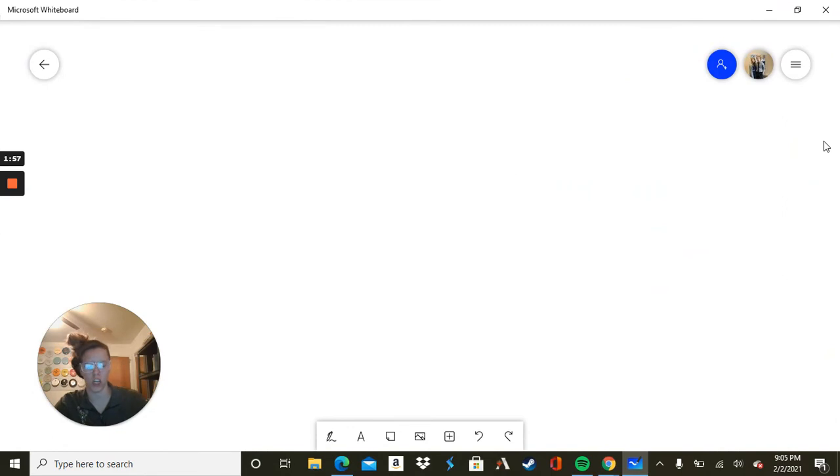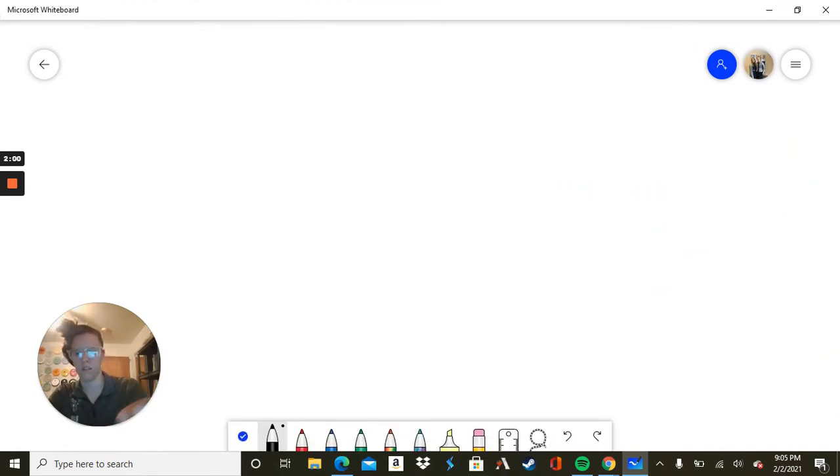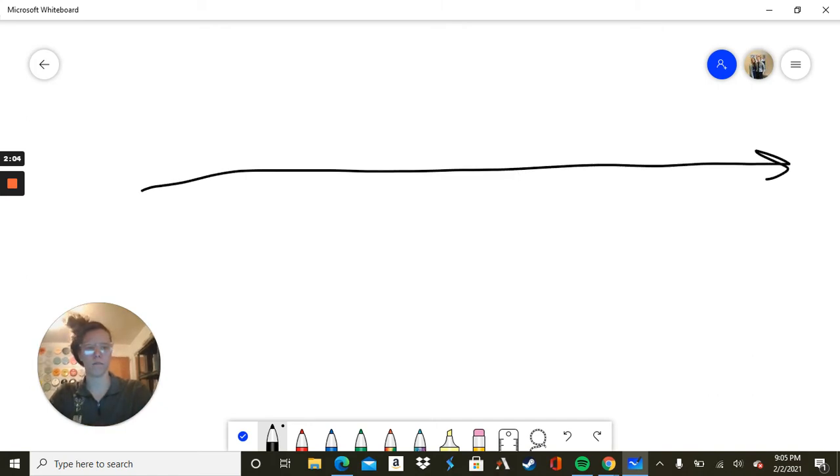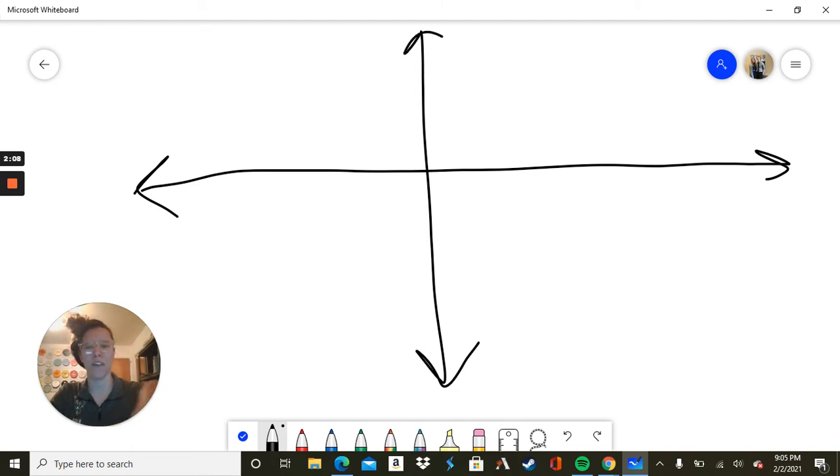So if I were to just draw a graph here, I told you I wasn't going to do it, and now I am. So you draw your lines, and it says that it wants you to label them. You don't have to, but it is good practice. You have the x-axis and the y-axis. So here's (0, 0).